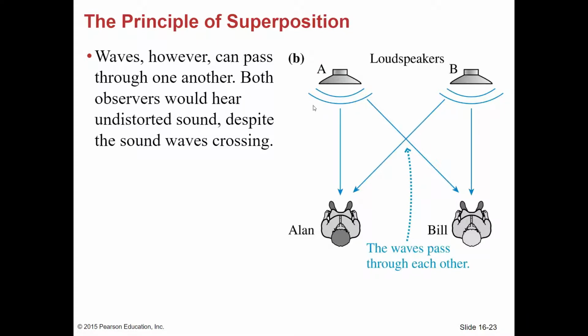If this wave hits this wave, it doesn't completely cancel it out. It's not like Alan can't hear that anymore over here. The waves go through each other. And that's kind of strange. There are some weird things happening at this point, which we'll talk about probably at the end of chapter 16. But in general, this guy over here is going to be able to hear both of these. It's not like the baseball where it gets stuck and knocked away.